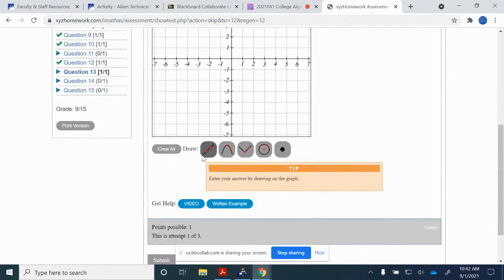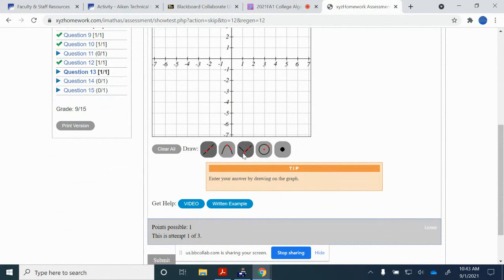However, before I do that, there are some draw options. The first option is used to draw a straight line, a linear equation. The second option is used to draw a parabola or to graph quadratic equations.